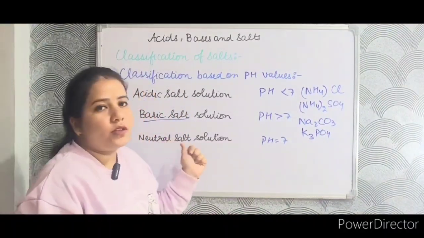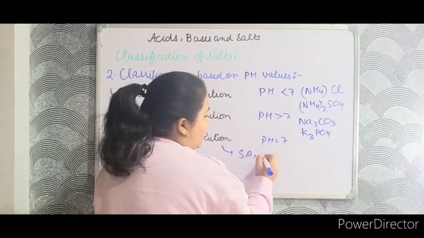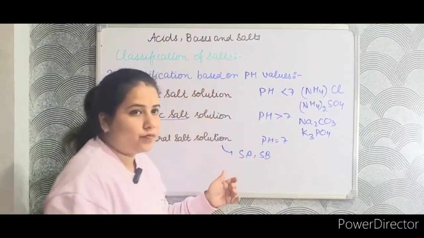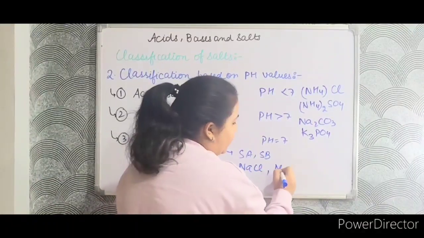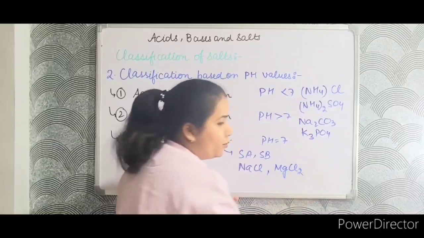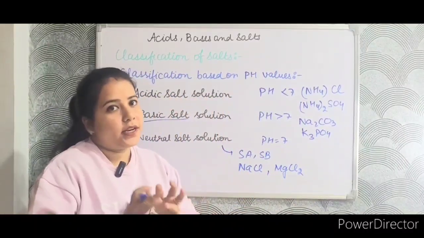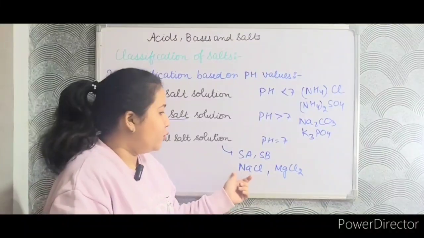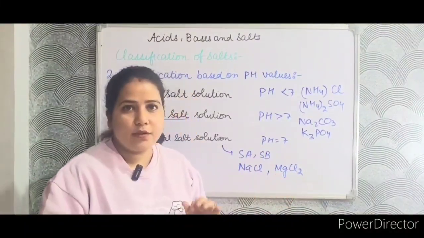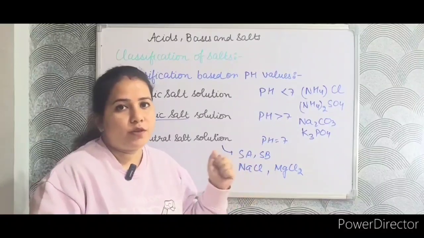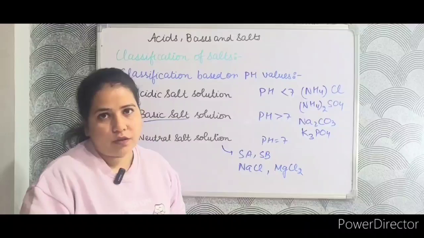And last one is neutral salt solution, which is formed by a strong acid and a strong base. Example is NaCl, MgCl2. Now NaCl is prepared by HCl and NaOH. Both are strong acid and strong base. Another one is MgCl2, which is formed by reaction of Mg(OH)2 and HCl. Both are strong acid and strong base.